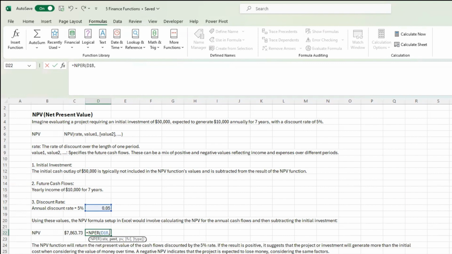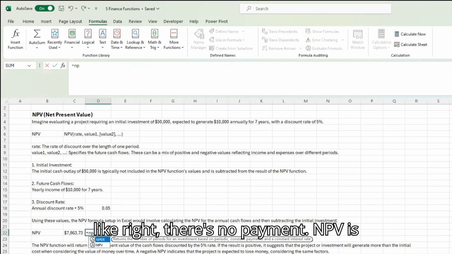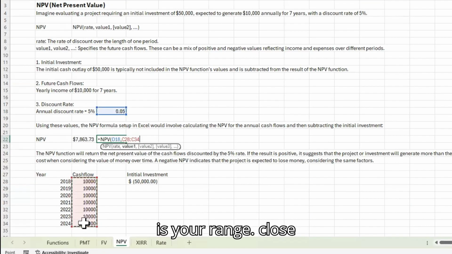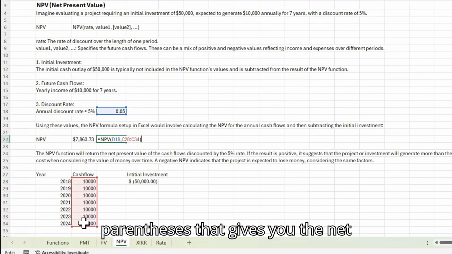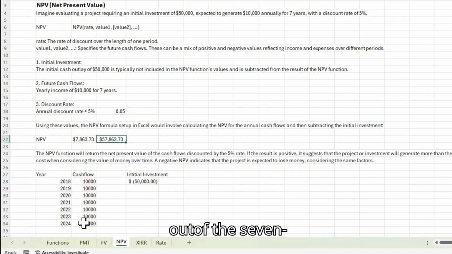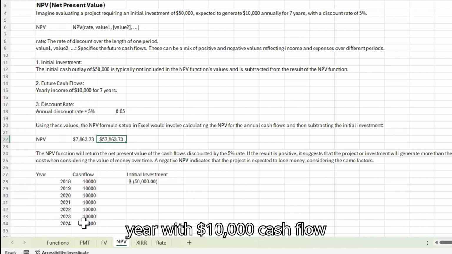payment is, oh, sorry. I'm like, wait, there's no payment. NPV is this one. So rate is 5%, and your cash flow is your range, close parentheses. That gives you the net present value of your investment, 57,868 out of a 7-year with $10,000 cash flow each year.